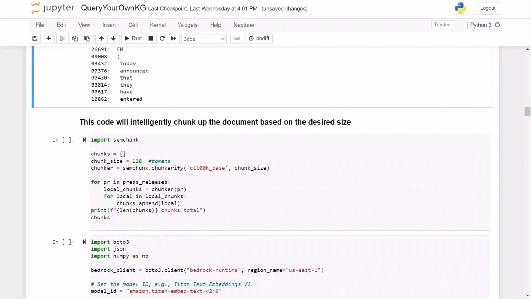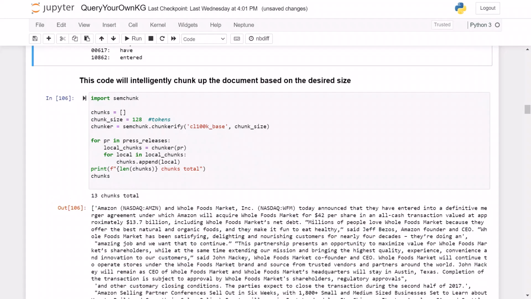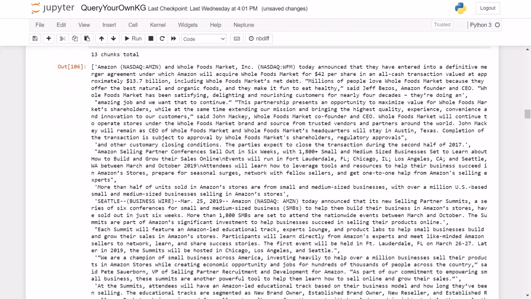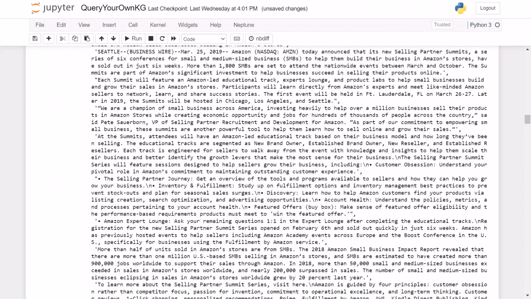So after we generate all these tokens, now what we do is we break up that document into a number of chunks based on a chunk size that's best for our model. Here, I just arbitrarily chose 128 tokens. So I'm going to run that same chunker over those two press releases. You can see that there are 13 chunks total. The first document makes up the first 3 chunks, and the second document is the other 10. So now we have 13 chunks from those 2 documents.